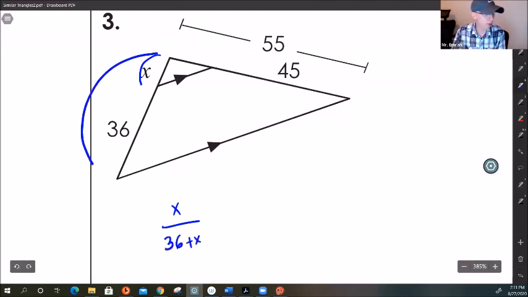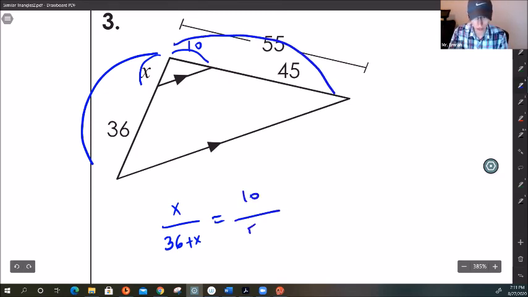Notice that you have a binomial now. It's harder to solve this one. And now you need to know this side, it's still a 10, and write down the ratio of that to the entire side, which is a 55.